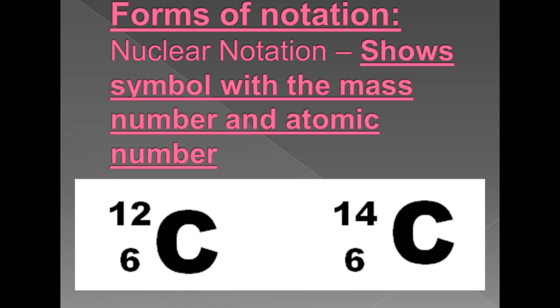Another way to write a notation is nuclear notation. This shows what's going on in the nucleus. So it shows the symbol with the mass number and the atomic number. So we have the symbol for carbon here, and we have the atomic number on the bottom left and the mass number on the top left. So both we have carbon-12 and carbon-14 here. We're just also showing the atomic number.